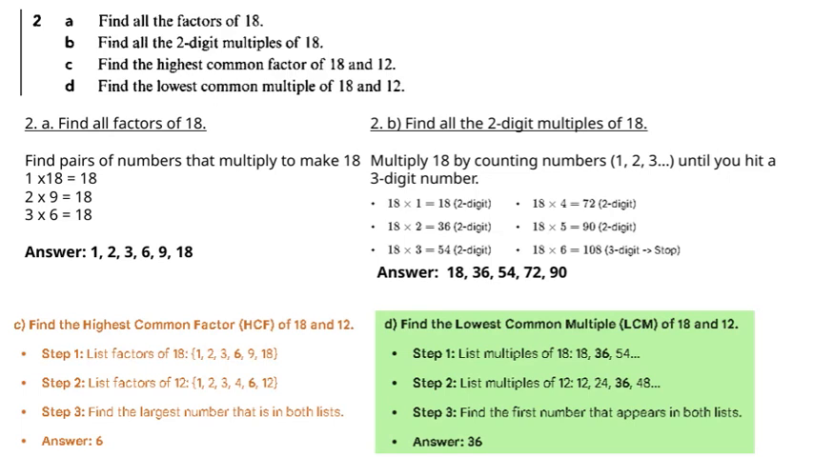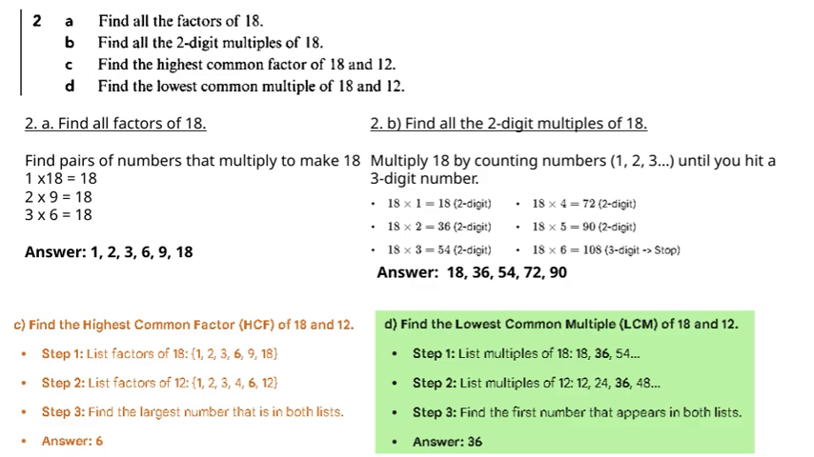Let's look at the answer first. 18, 36, 54, 72, and 90. These are all the two-digit multiples of 18. To find these, we can simply multiply 18 by counting numbers starting from 1. We keep going until the product becomes a three-digit number.